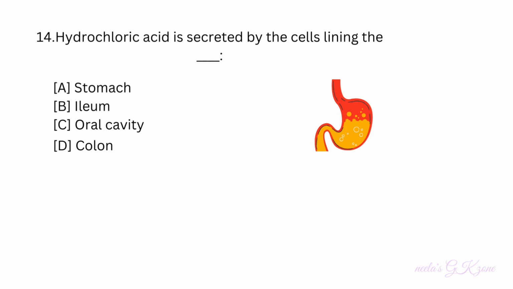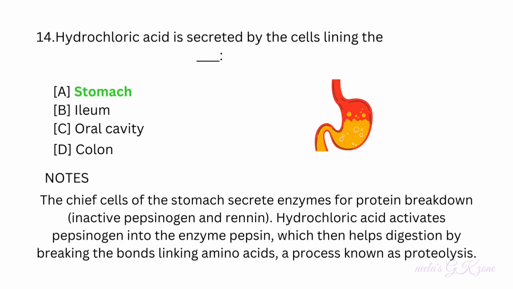And the next question is: hydrochloric acid is secreted by the cells lining the: options are stomach, ileum, oral cavity, colon. And the answer is stomach. The chief cells of the stomach secrete enzymes for protein breakdown. Hydrochloric acid activates pepsinogen into the enzyme pepsin, which then helps digestion by breaking the bonds linking amino acids, a process known as proteolysis.